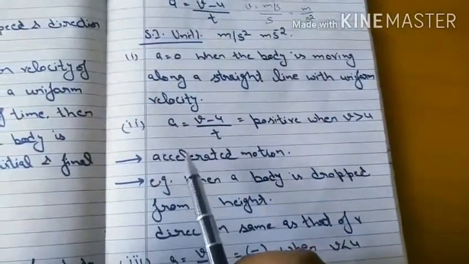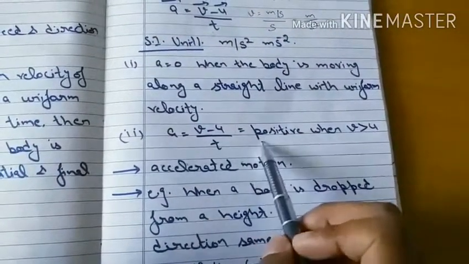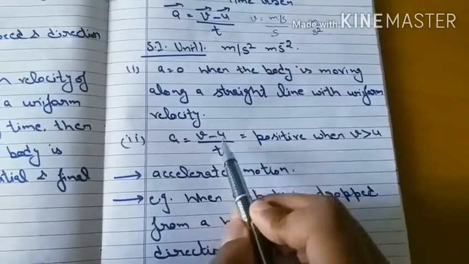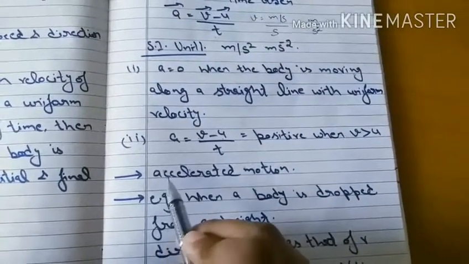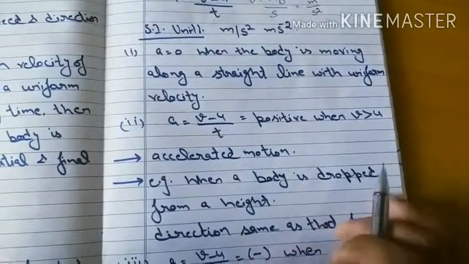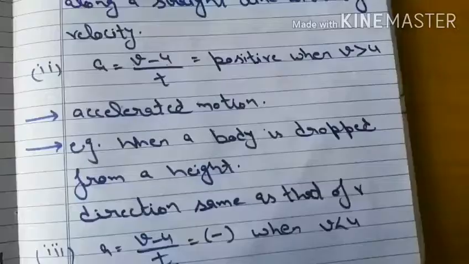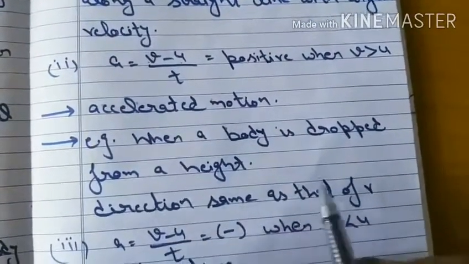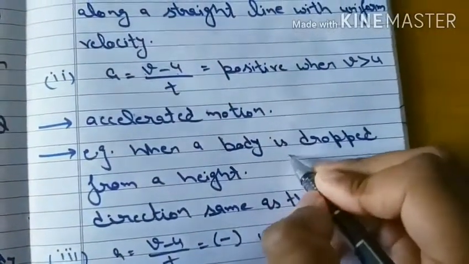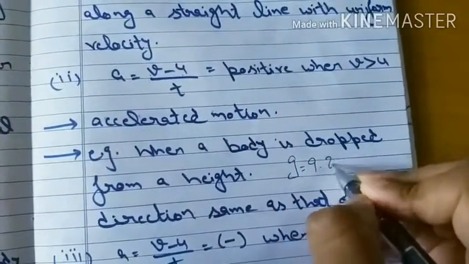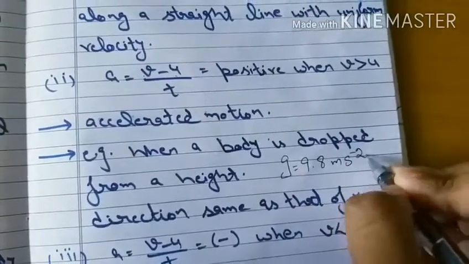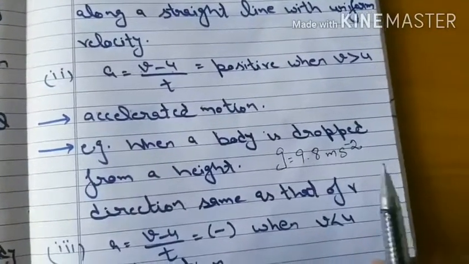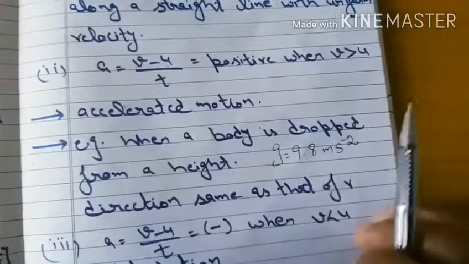And another case is acceleration of body will be positive when v will be greater than u, that is final velocity will be greater than the initial velocity. In that case the motion is said to be accelerated motion. For example, when a body is dropped from a height. Now when a body is dropped from a certain height, its velocity is increasing as the height decreases due to the acceleration due to gravity, that is 9.8 meter per second square. So students, you will learn about acceleration due to gravity in the coming chapters. So till then just learn about that example, so don't worry.